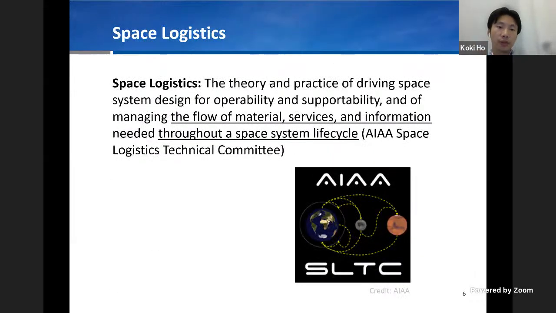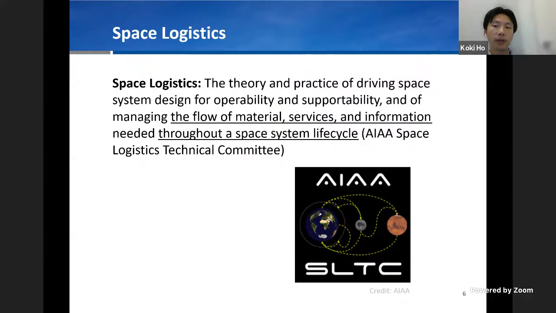So that comes to this academic field of space logistics. I'm currently the chair of the AIAA Space Logistics Technical Committee, where we discuss different technical topics associated with space logistics, including the definition of space logistics. And this is the latest definition we have.